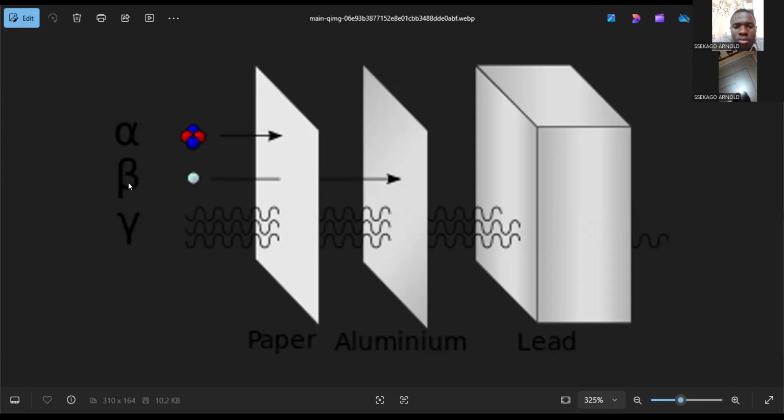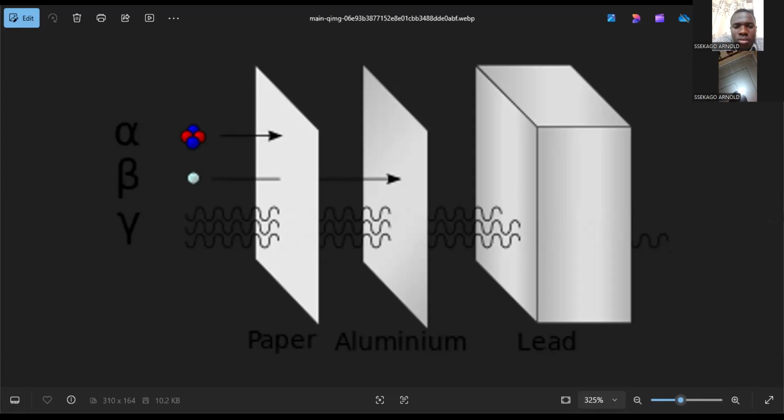Then for beta particles, this symbol is for beta, they have moderate penetrating power. They will pass through paper, however they will stop at aluminum foil. They will not continue further since their penetrating power is moderate. However, gamma rays, if you recall, are almost weightless. They are not heavy. So they will pass through paper, through aluminum, and also through lead. You are seeing they have passed through lead, so they have the highest penetrating power.